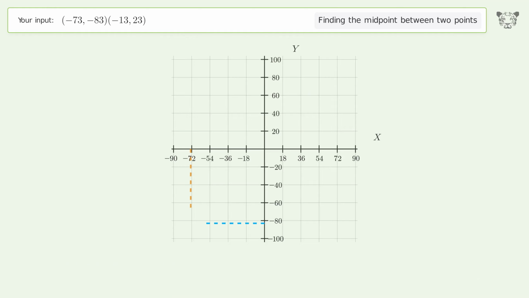Use the x values in the midpoint formula to find the midpoint's x. x1 equals -73. x2 equals -13. Simplify the arithmetic.